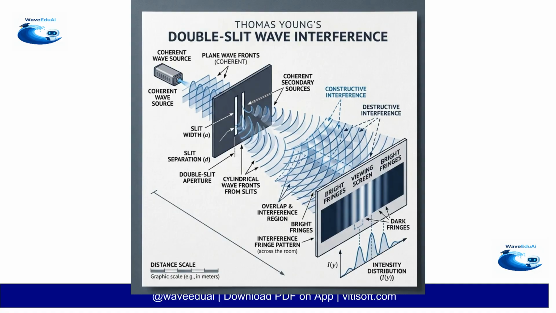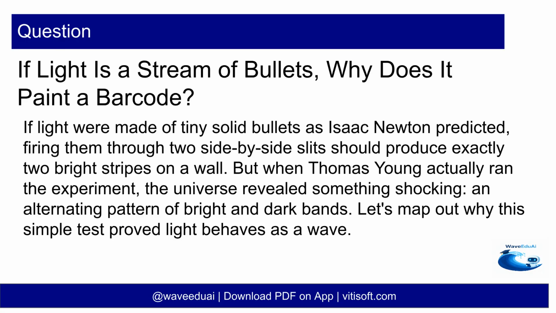When waves from two slits overlap, they combine to form a specific pattern on a viewing screen, directly contradicting a simple particle-based model. So why the discrepancy? If light were merely particles, we would expect two simple stripes. Instead, we see an interference pattern, which confirms that light exhibits wave-like behavior.